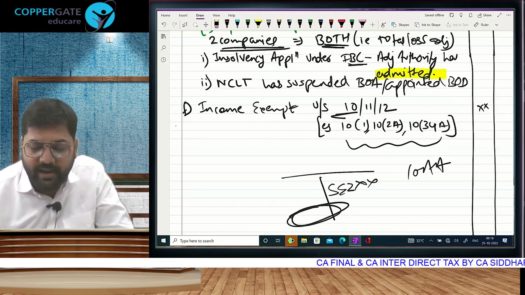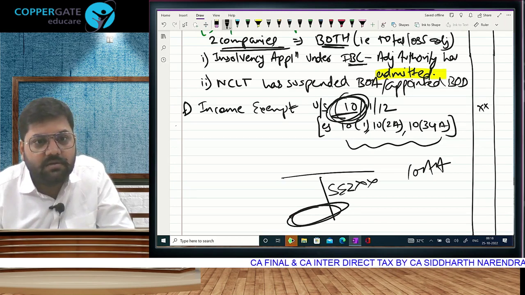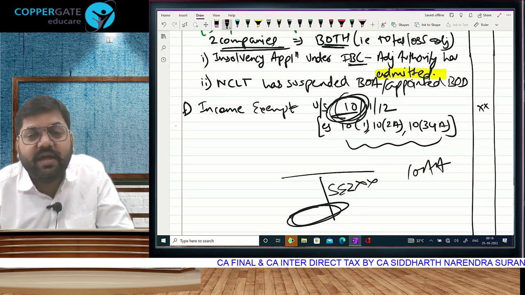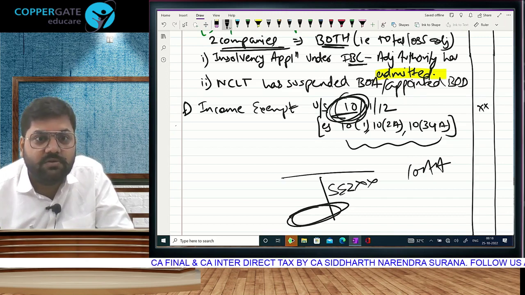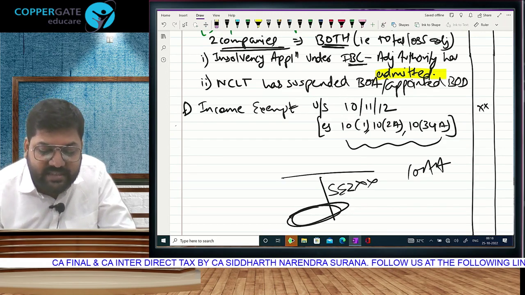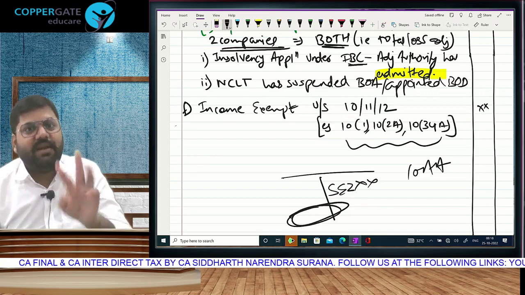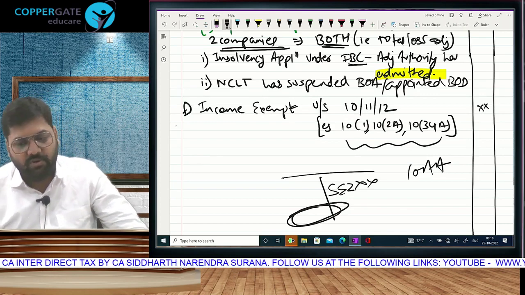But 10 hai na 10. 10 and 10AA are not same. I have taught you this before also. 10 and 10AA are as different as 10 and 11. Samjha? If it is section 10 ka exemption, we will give. 11 and 12 worst case, agar company is a trust. Section 8. So we will give.